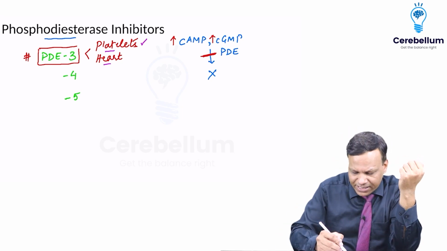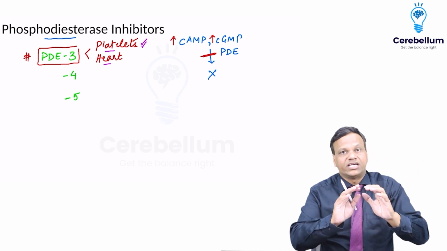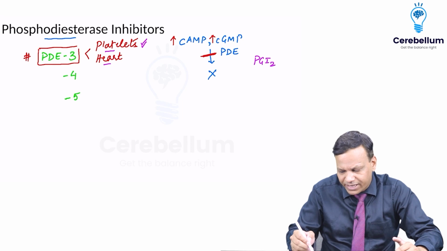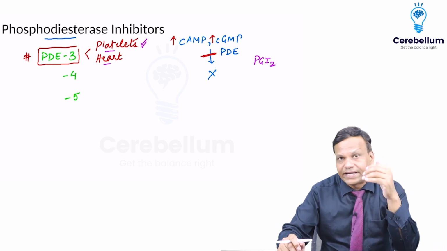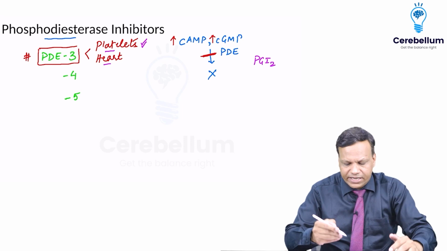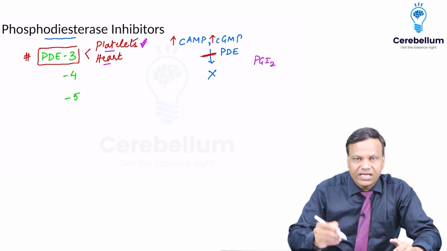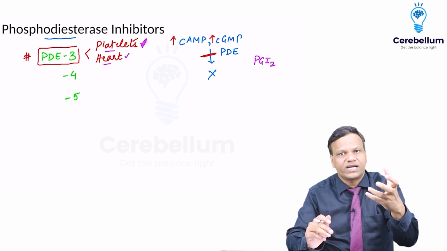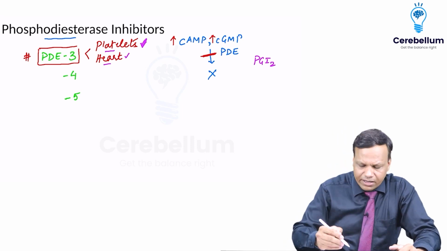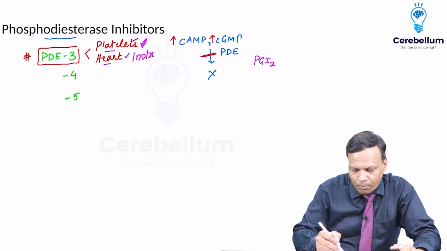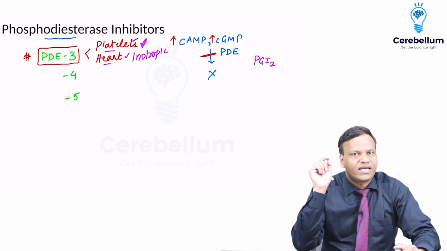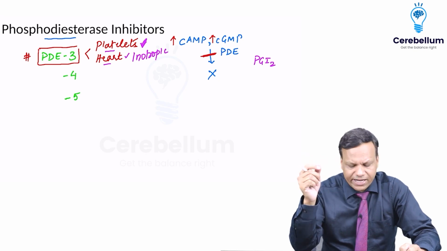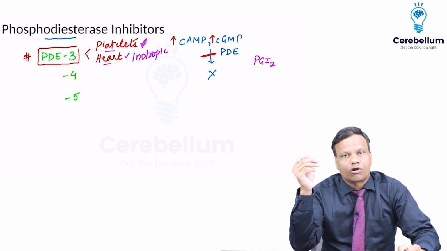When platelets get more cyclic AMP, the aggregation stops. Remember, PGI2, which normally inhibits platelet aggregation, acts through cyclic AMP. So when cyclic AMP increases, there is anti-platelet action. Then in the heart, cyclic AMP stimulates the heart. So when we increase cyclic AMP in the heart, there will be inotropic action. So phosphodiesterase 3 inhibitors may have antiplatelet action and inotropic action.